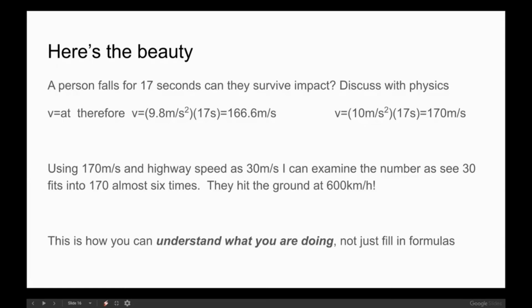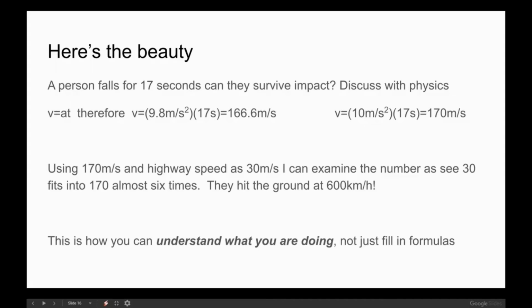Let me see. Highway speed's about 30 meters a second. So, geez, 6 times 30 is 180. Man, that's 6 times highway speed. They hit the ground at about 600 kilometers an hour. They're dead. And that's what I mean.